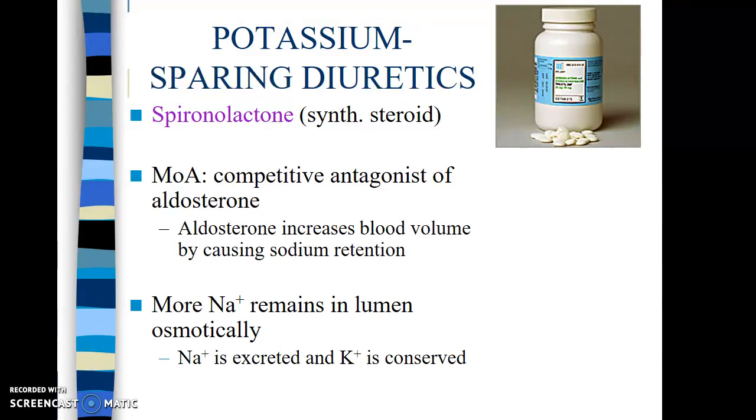And if you remember, aldosterone is going to increase blood volume by causing sodium retention. If we are a competitive antagonist, we're going to basically block the effect of aldosterone. Sodium is not going to be retained. It's going to be eliminated out of the body. And in this case, it stays in the lumen, keeps the water with it, and it is going to leave the body. So sodium is excreted with spironolactone, and potassium is going to be conserved.